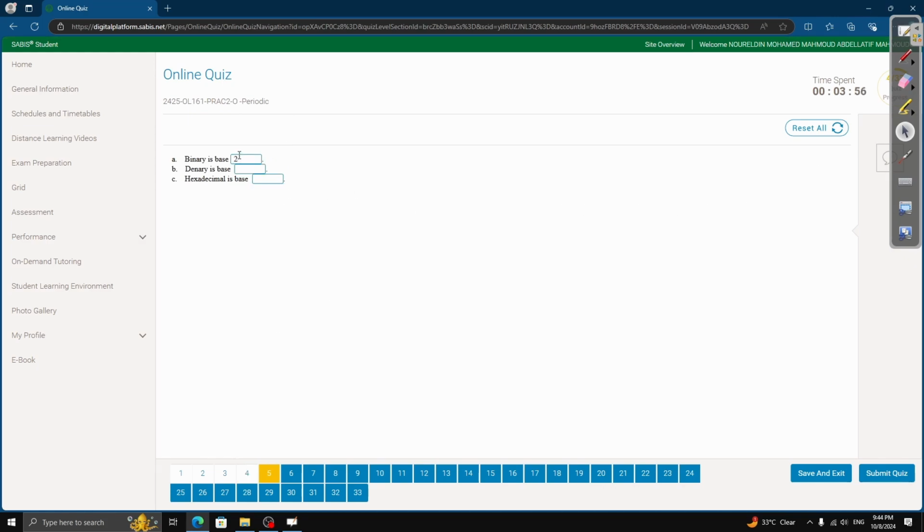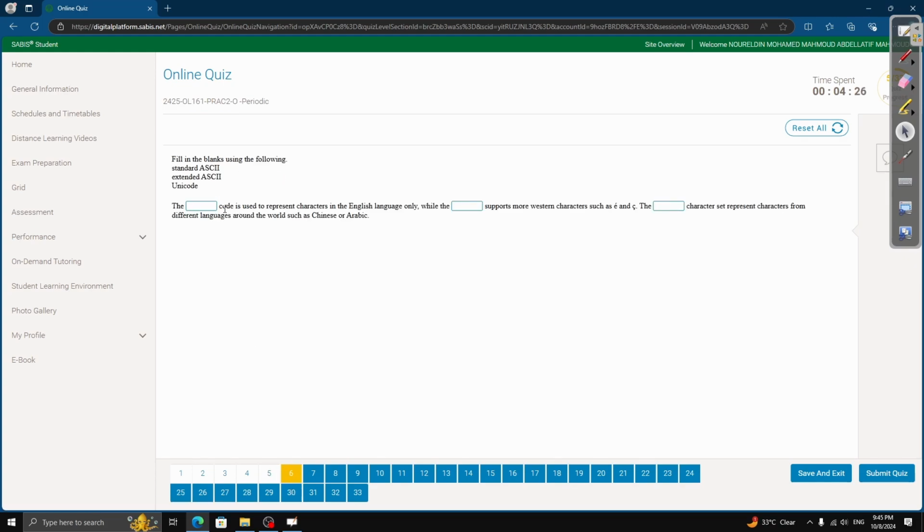Binary is base 2 because it's represented by 2 digits, 1 and 0. Denary, the basic counting system, is represented from 0 to 9, which is 10. It's base 10 because it uses 10 digits. Hexadecimal is base 16 because not only does it use the basic 0 to 9, but it also adds A to F, so that adds up to 16 digits.